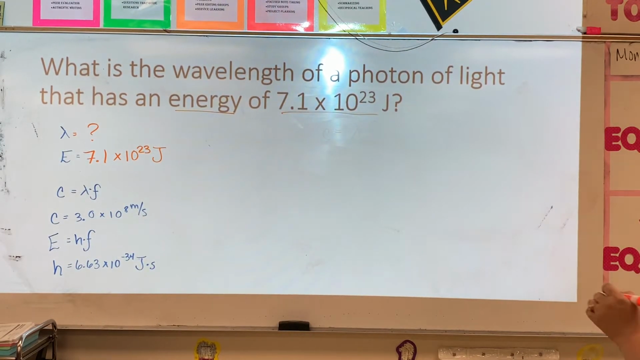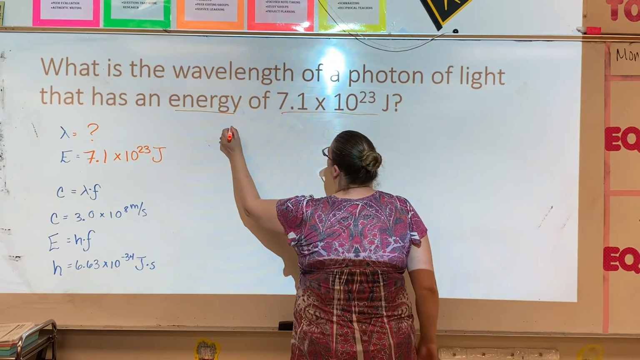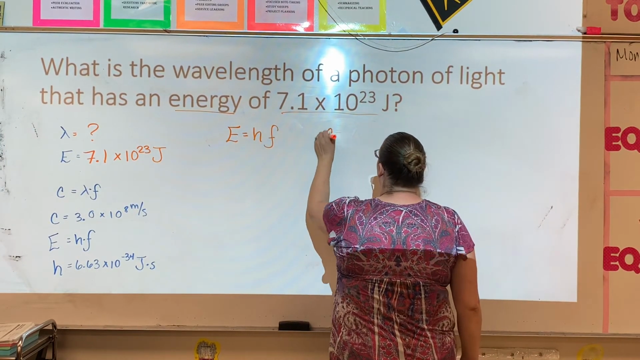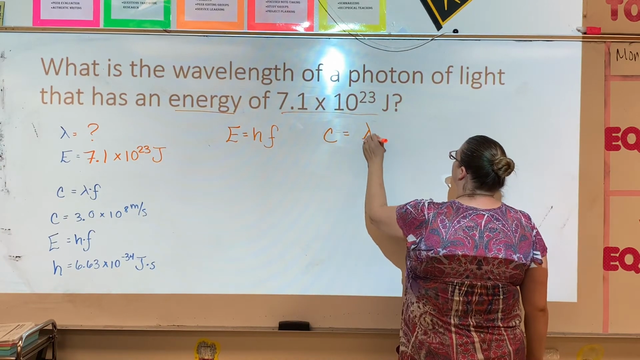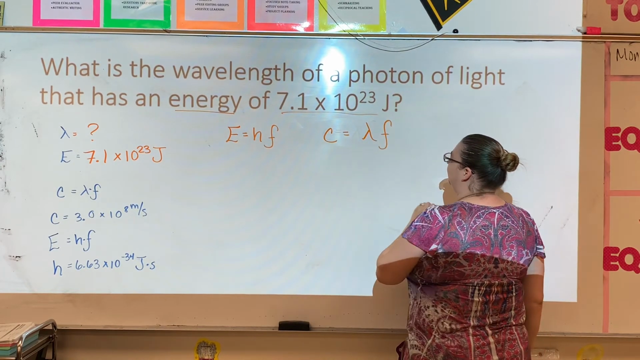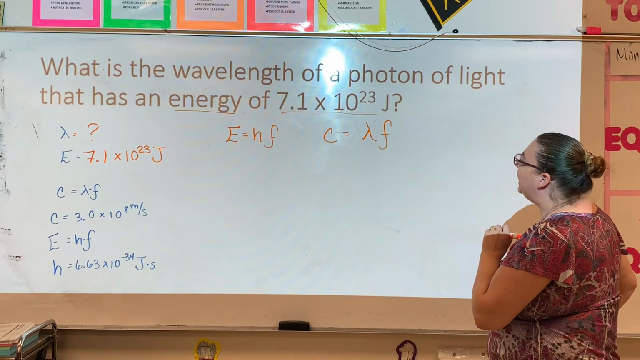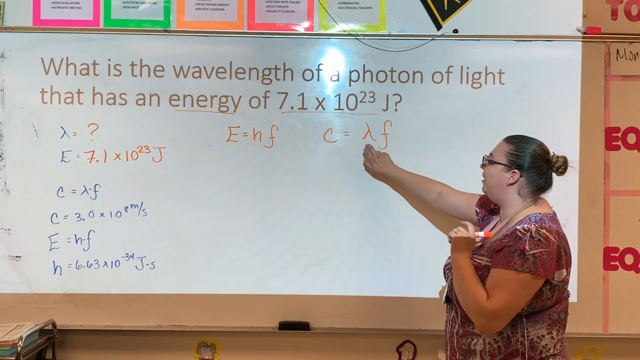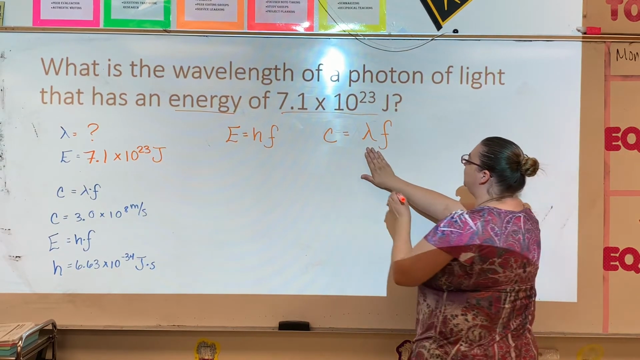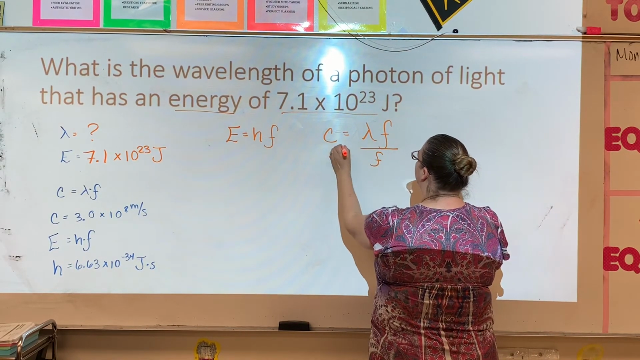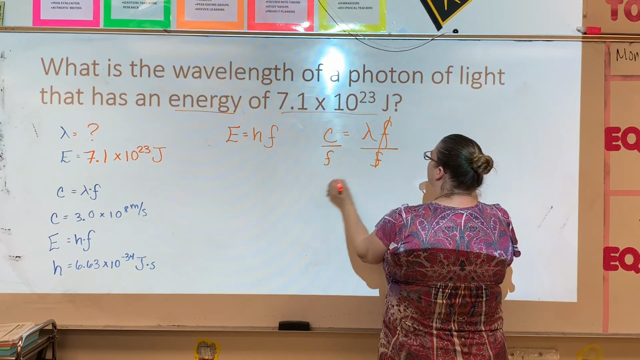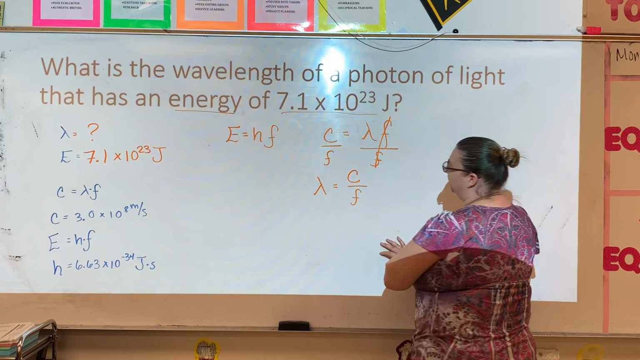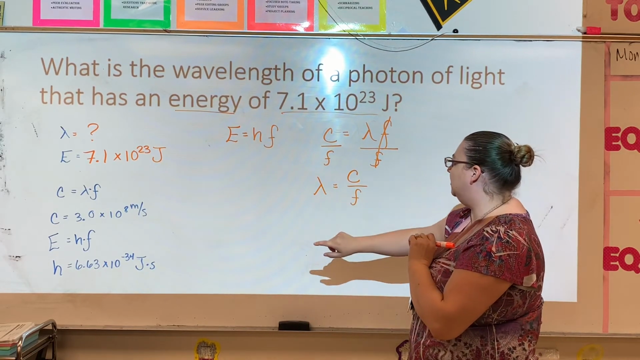Okay, so we are going to take our two equations. We have energy is equal to Planck's constant times the frequency, and we have the speed of light is equal to the wavelength times the frequency. In this case, we're trying to solve for wavelength. So let's solve this one for wavelength. We're going to divide both sides by the frequency. So the wavelength is going to be equal to the speed of light over the frequency. So this is what I'm trying to get to.